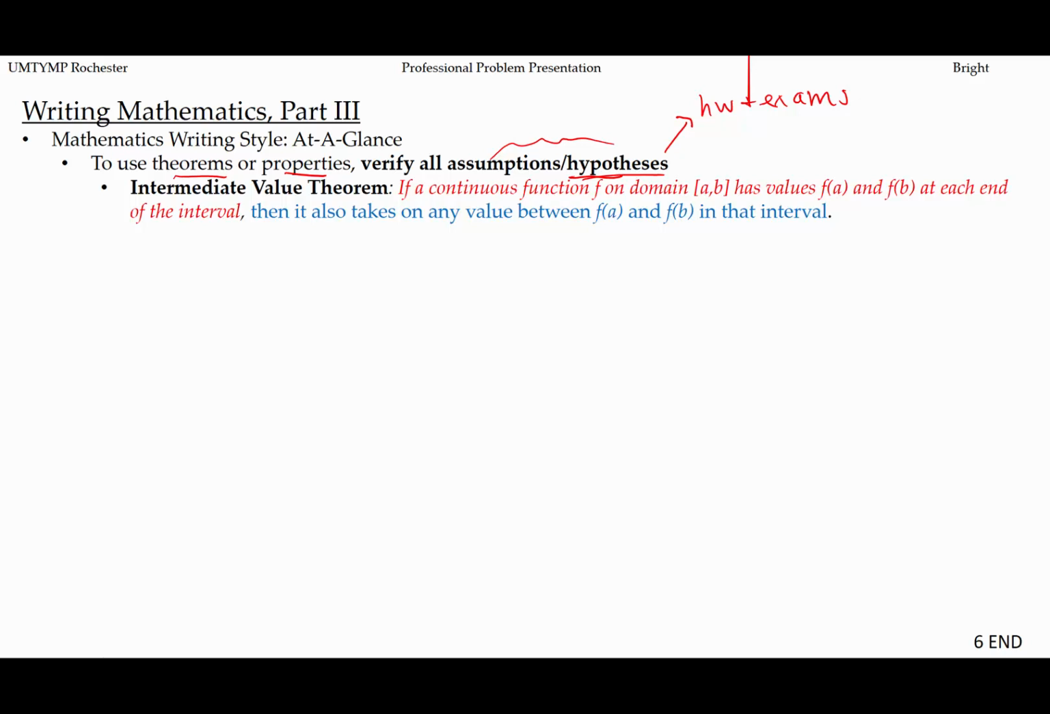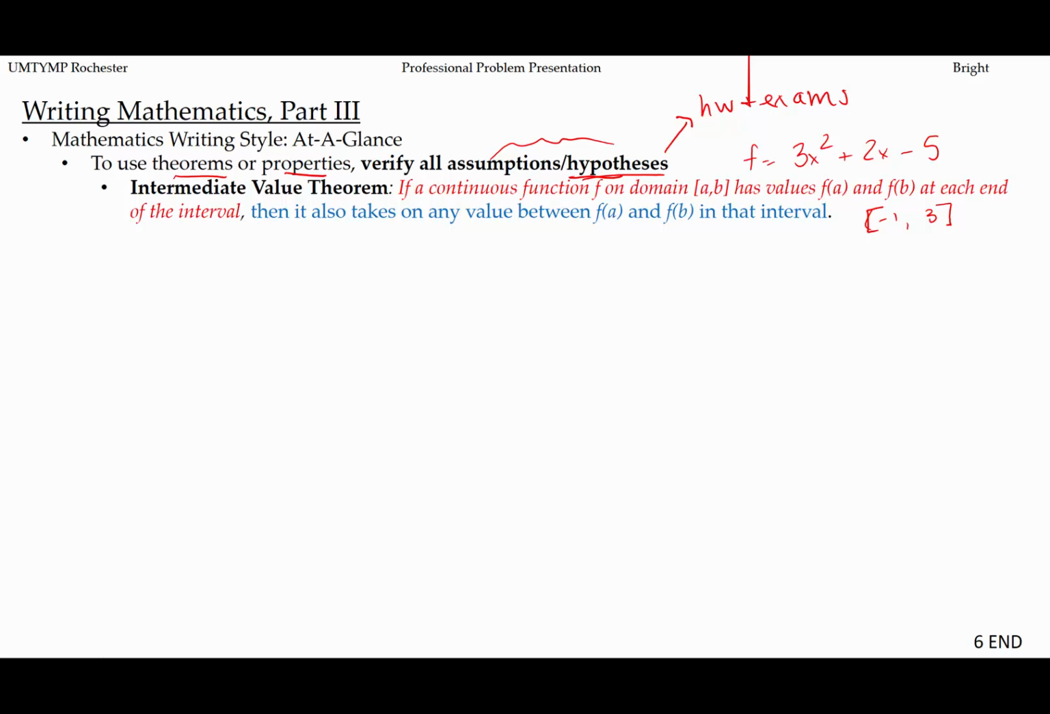Just as an example here, let's consider a nice polynomial function. Let's say f is 3x squared plus 2x minus 5. And let's say we're on the interval, I don't know, let's say -1 to 3, and we'll be on the closed interval. So if my problem requires the use of the intermediate value theorem, or IVT, I need to make sure that I satisfy all the hypotheses.